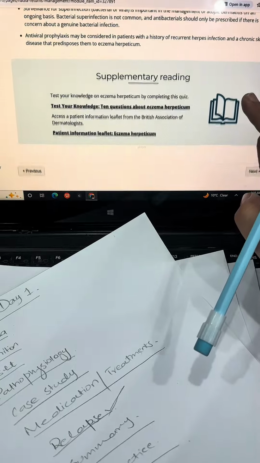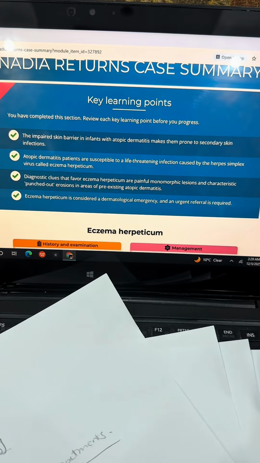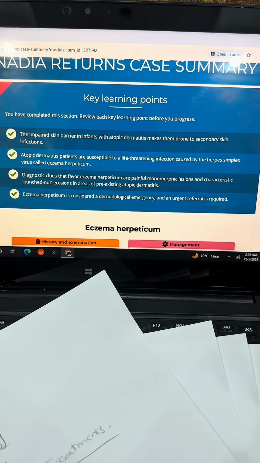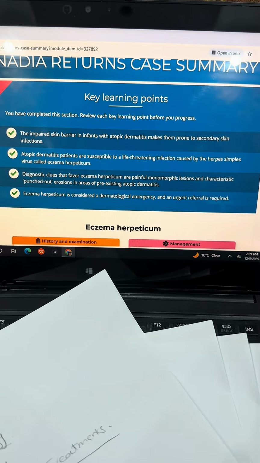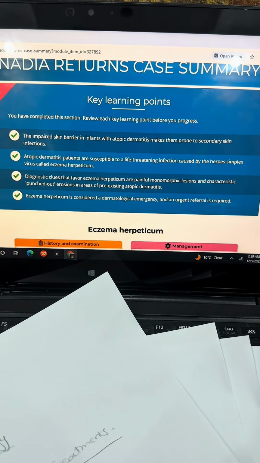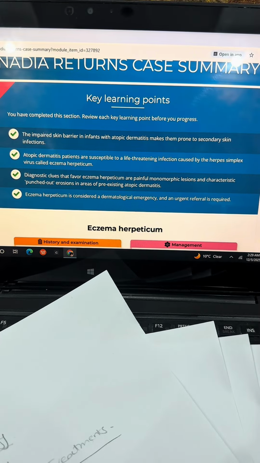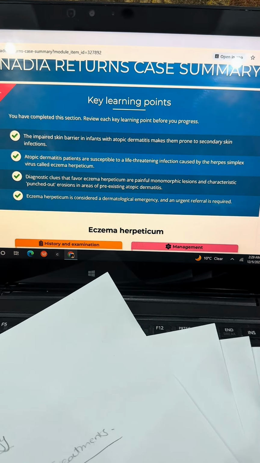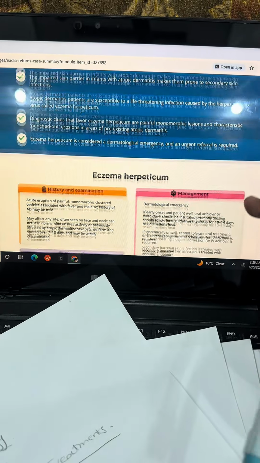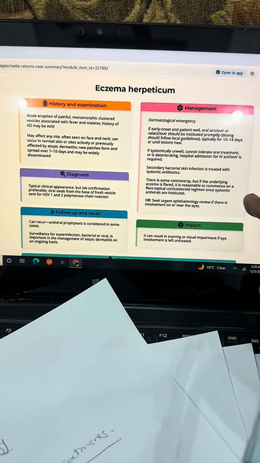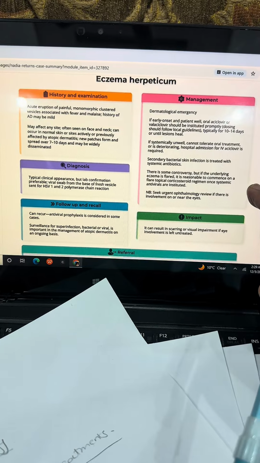The key learning point: you should know that the impaired skin barrier in infants with atopic dermatitis makes them prone to skin infection caused by the herpes simplex virus. The diagnostic clues are fever, eczema, and painful monomorphic lesions, as you can see on Nadia's face. We covered the history, examination, and diagnosis by HSV1 and HSV2 polymerase chain reaction.